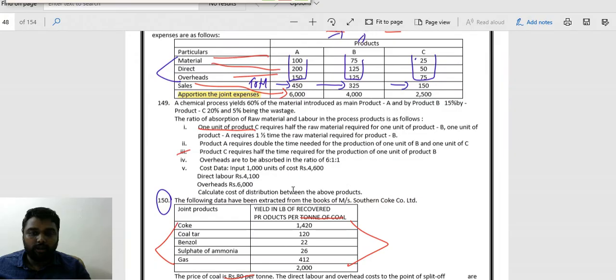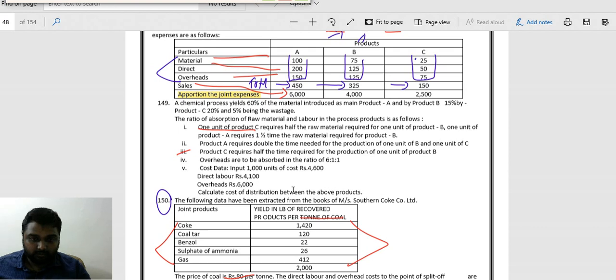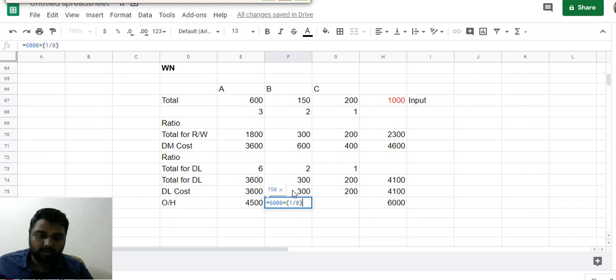Accordingly, you can prepare. Overhead amount total is 6,000, and they give the ratio very well. What is the ratio they give? They give the ratio as 6 is to 1 is to 1. 6,000 into 6/8, 4,500. 6,000 into 1/8. What is the answer? Here also will come 7,000.